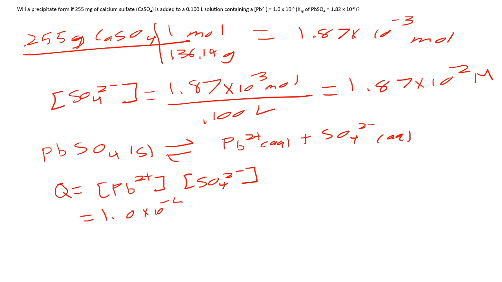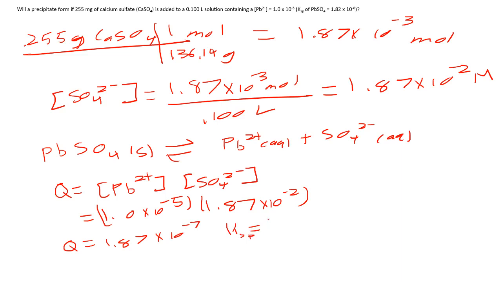We got our 1.0 times 10 to the minus 5 because the problem told us that was the starting lead concentration. And then we found that SO4 2- was going to be 1.87 times 10 to the minus 2. We plug those in. We get that Q is equal to 1.87 times 10 to the minus 7. We know that Ksp is equal to 1.82 times 10 to the minus 8. So Q is greater than K, and that means a solid will form.